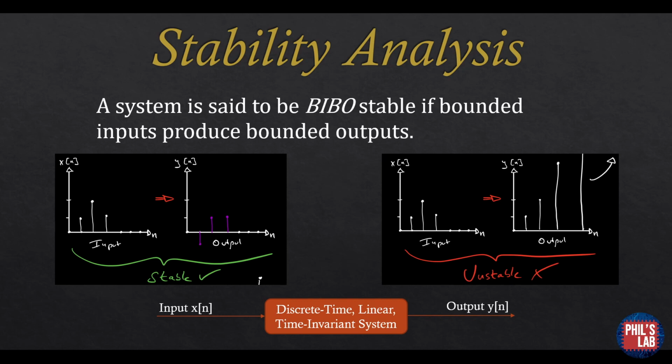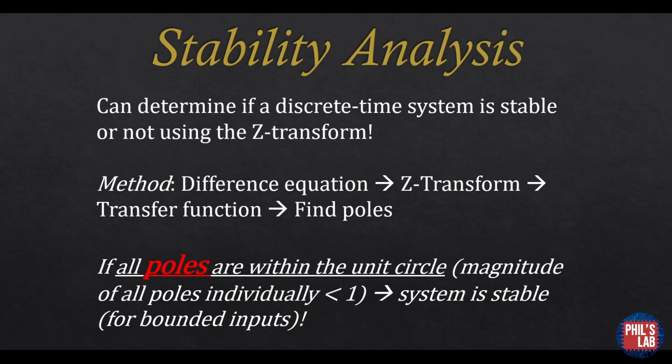Now, in the other case, if our system is unstable, we might supply the same input, or a certain input which is bounded, it doesn't go to infinity, but the output, very quickly or very slowly, doesn't really matter, if it's unstable, will tend to infinity or minus infinity. And that's typically not a good thing. So in essence, we can determine if a discrete time system is stable or not using the Z transform, and quite quickly. The method we're going to use is we start with a difference equation, for example, one of a filter or a discrete time system.